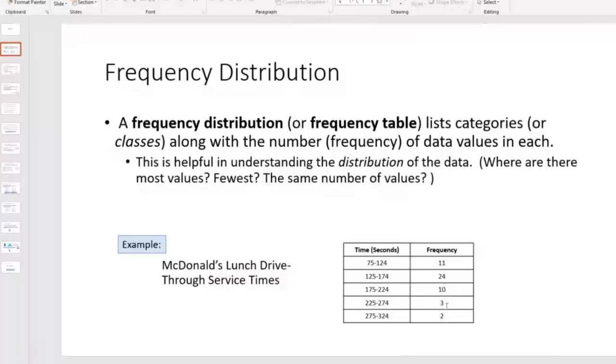There are some people that have to wait more than 225 seconds. The most common response was between 125 and 174 seconds. So you can think about that and think, well, most people are waiting just over 2 minutes but under 3 minutes. So 2 to 3 minutes for the full service. We're going to come back to this data as we go on a little bit more, but this is what a frequency table, or a frequency distribution, looks like.